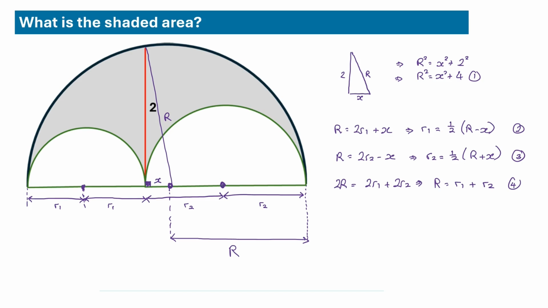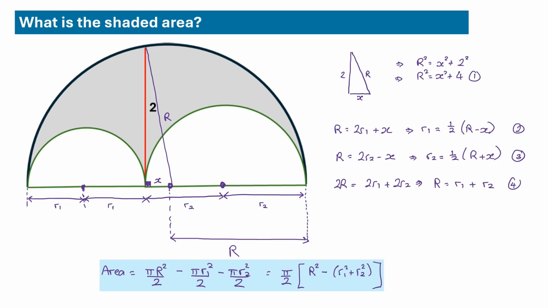The next thing, as with all these questions, is to set up an equation for the thing I ultimately need, which is the shaded area. The shaded area is the entire semicircle minus a small semicircle minus the even smaller semicircle, depending on which way you label your semicircles. I've written that in a slightly factorized form: pi over 2 times R squared minus r1 squared plus r2 squared. It's not obvious what's going to happen, and as often happens with these questions, I'm hoping something's going to work.